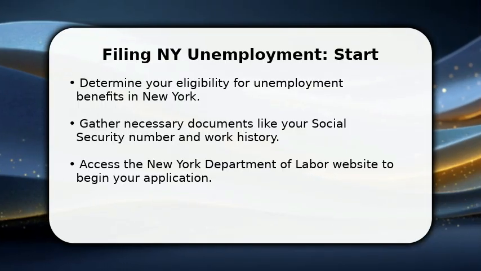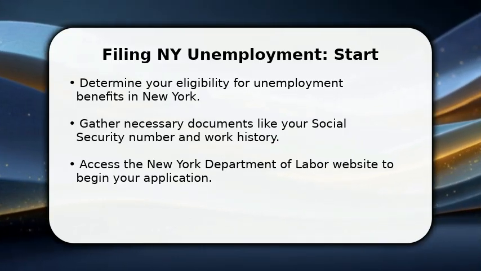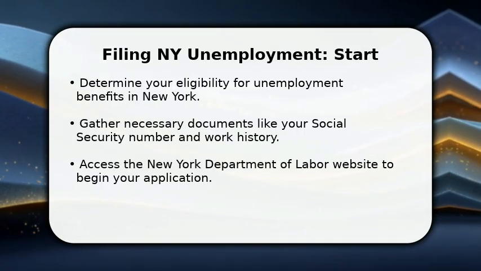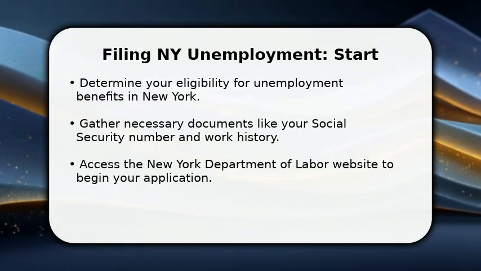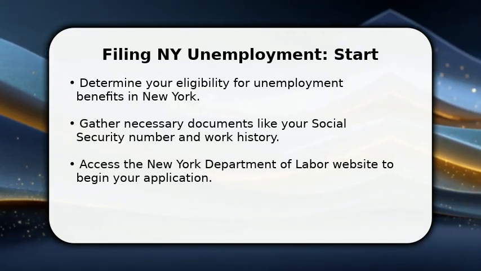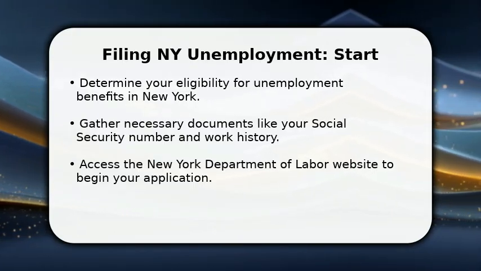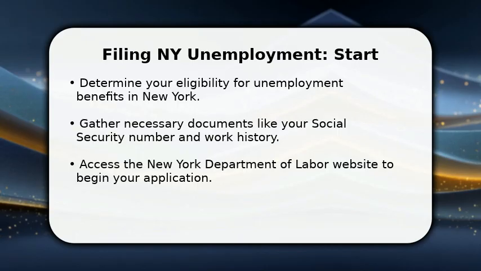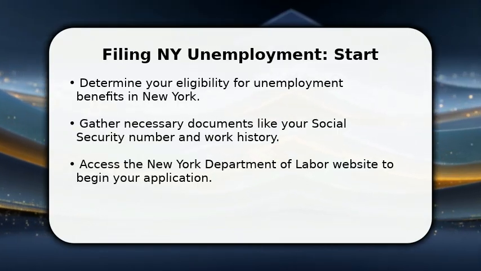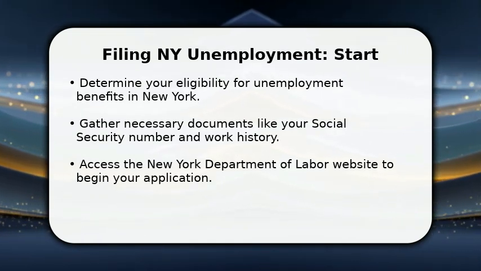In this video, I will explain how to file for unemployment in New York. First, confirm you meet the eligibility criteria, which generally includes being unemployed through no fault of your own and having sufficient past earnings. Next, collect all required personal and employment information, such as your social security number, driver's license, and details from your last employer. Finally, navigate to the New York Department of Labor's official website to start the online application process. This initial preparation ensures a smoother experience.